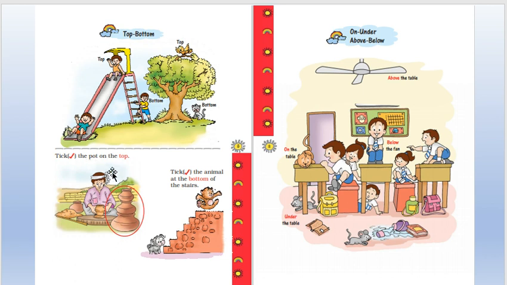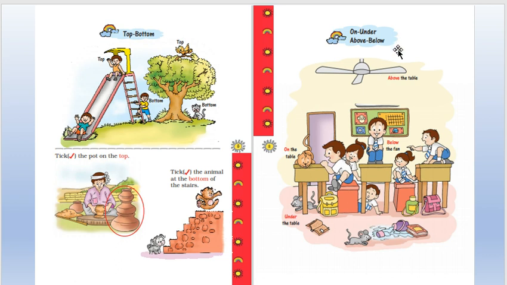Now you have to take the pot on the top. The top one means above the ground. This one is above the ground. Okay, and this, where is the bottom of the stair? Take the animal at the bottom of the stair, and this animal is at the bottom of the stair. Next one is under, above and below.